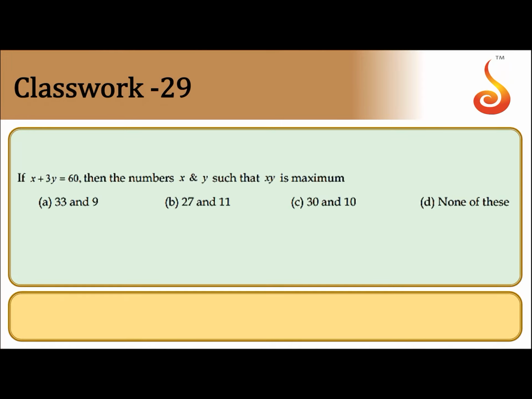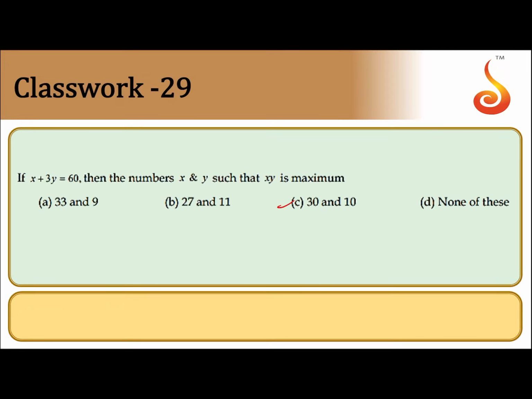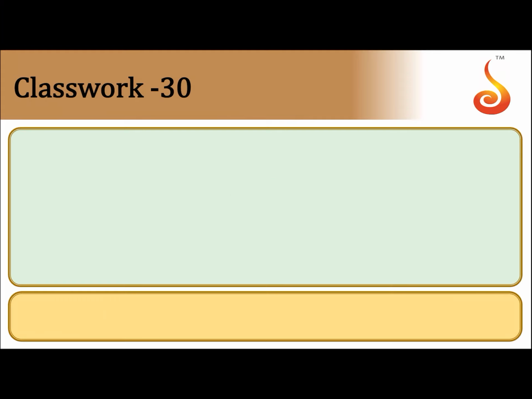Now next one, x plus 3y is equal to 60, then for which values is xy maximum. Simple, xy means it's a product. When you observe this, x plus 3y is equal to 60. The product of these two will be highest when both parts are 30 each, satisfying the condition 30 plus 30 is 60. And therefore, the answer is C. It is a simple verification. So, the answer is C.